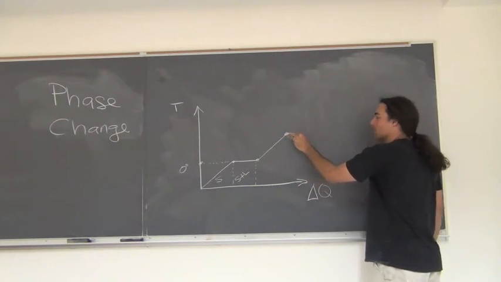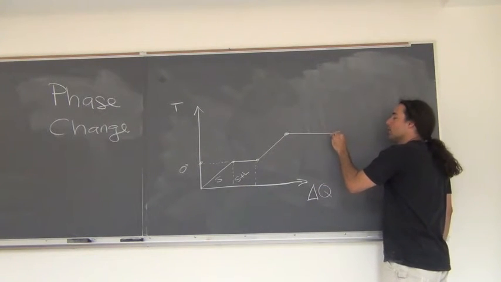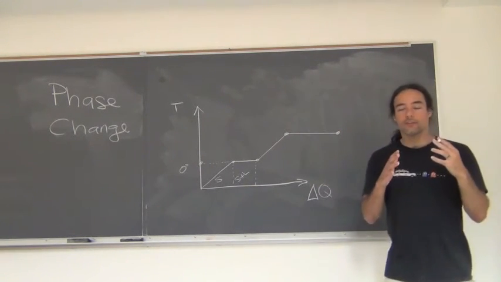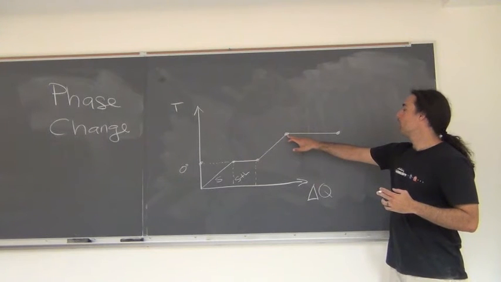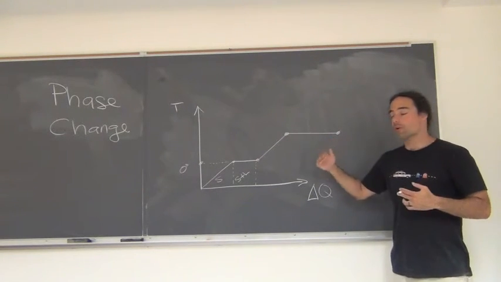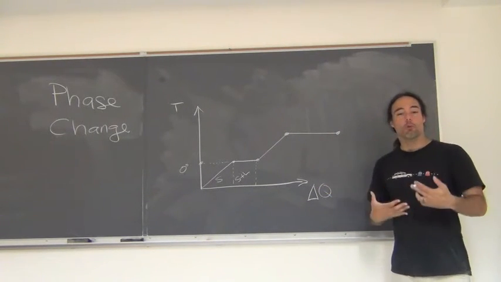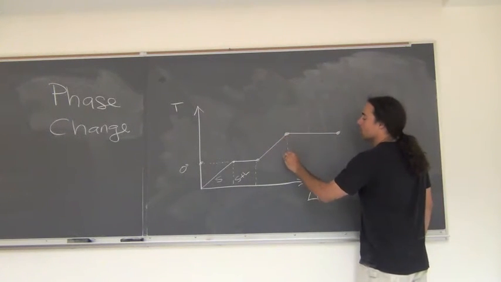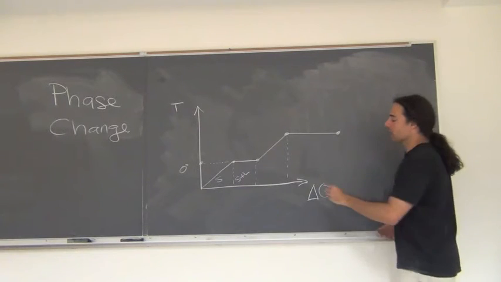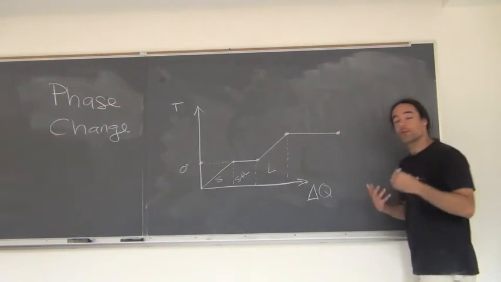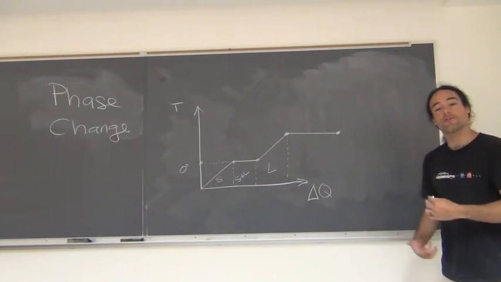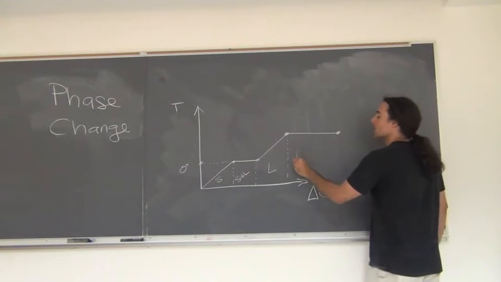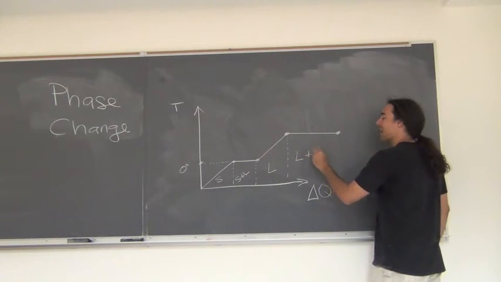Until again, my system starts to level out, my temperature starts to level out. I'm adding more heat but not getting any temperature change. Well, in that case, I've gone from a liquid, undergoing another phase change. This time, I get a mixture of liquid and gas.